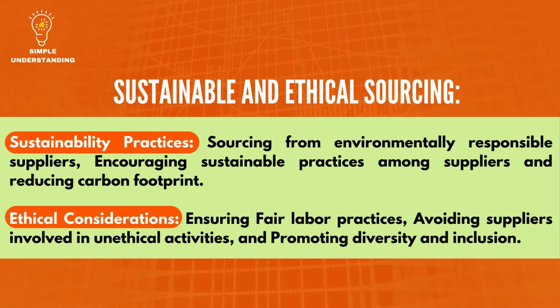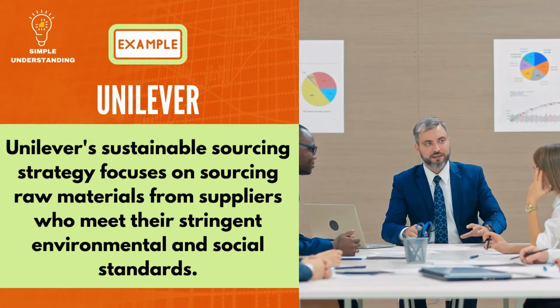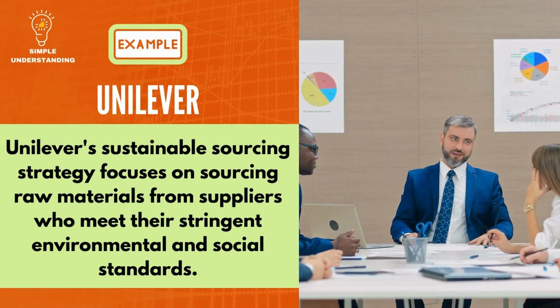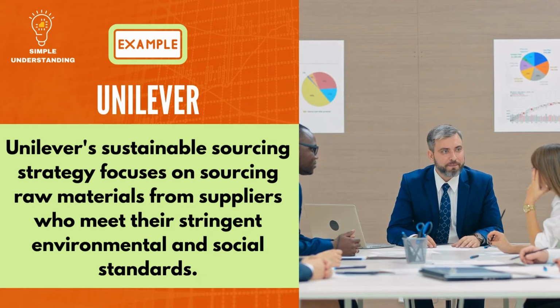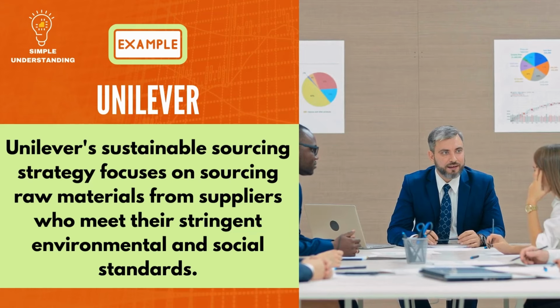continuous supply. 7. Sustainable and ethical sourcing. Sustainability practices. Sourcing from environmentally responsible suppliers. Reducing carbon footprint. Encouraging sustainable practices among suppliers. Ethical considerations. Ensuring fair labor practices. Avoiding suppliers involved in unethical activities. Promoting diversity and inclusion. Example: Unilever. Unilever's sustainable sourcing strategy focuses on sourcing raw materials from suppliers who meet their stringent environmental and social standards.